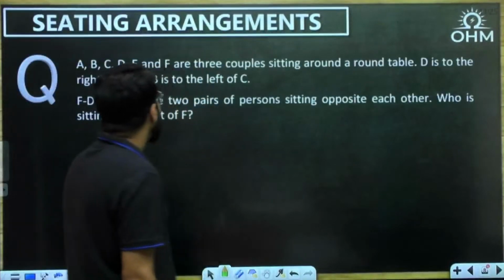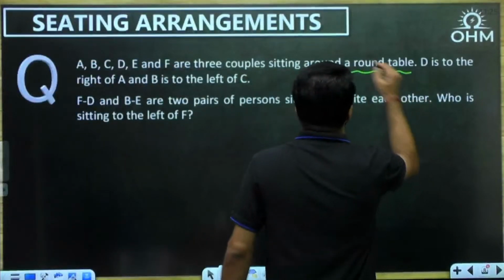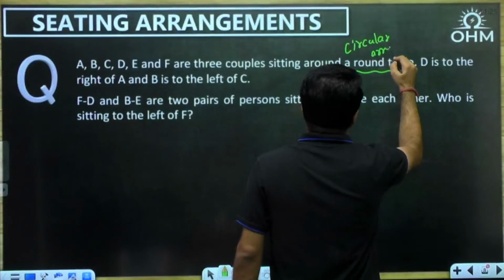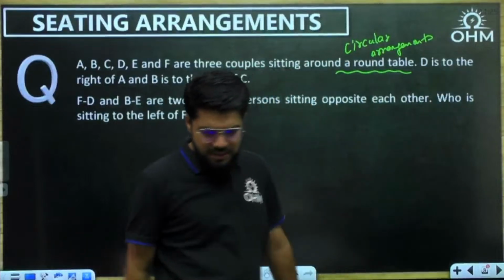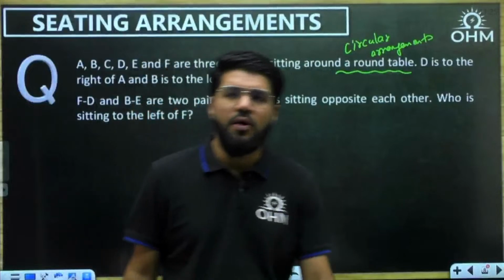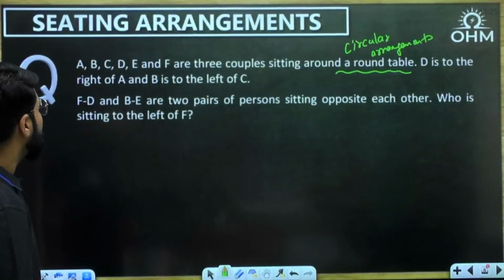Okay, A, B, C, D, E, F are 3 couples sitting around a round table. Now you come to circular arrangements. Now they're sitting around a round table. D is to the right of A and B is to the left of C.